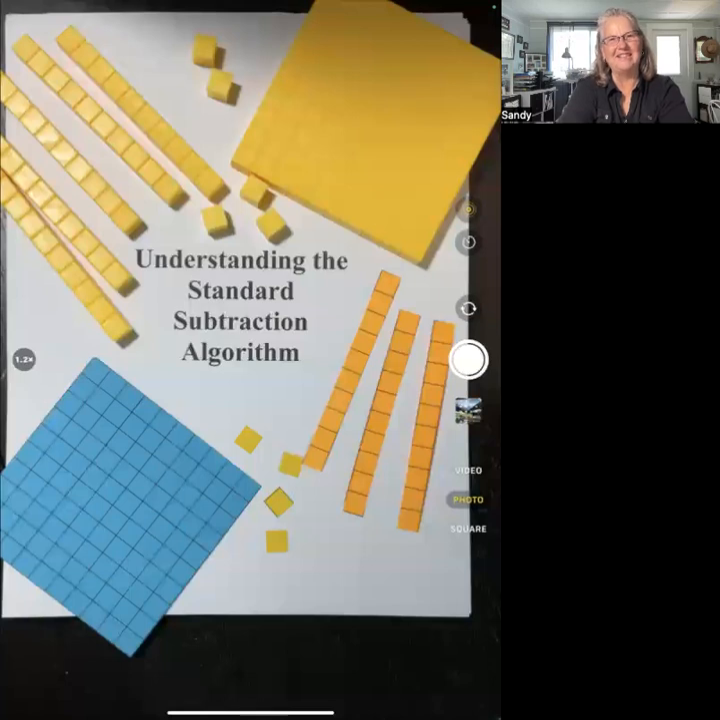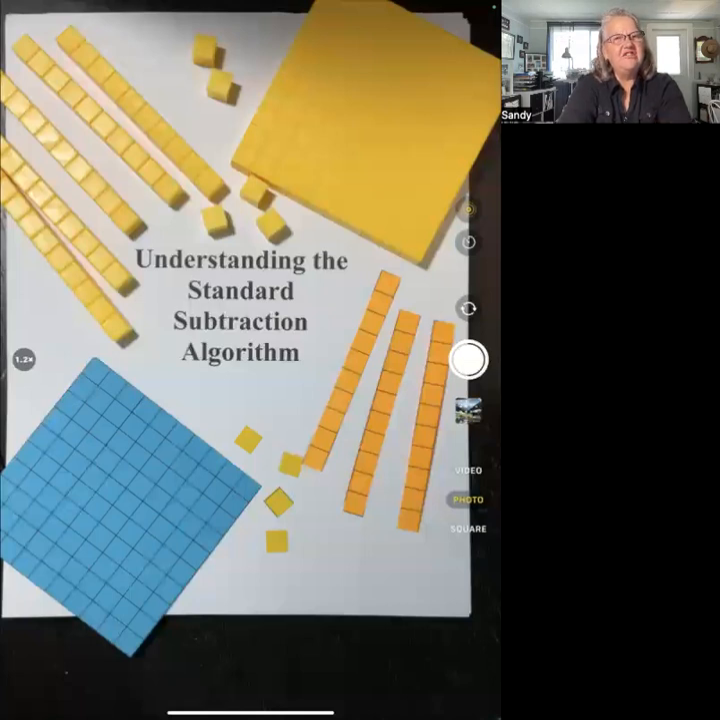I'm Dr. Sandy Atkins, Sandy, and in this video, we're going to take a look at the standard subtraction algorithm used here in the US. Now, if you notice, the first word is understanding, and I hope you'll stay with me throughout the video because I will share with you some ways that we build the understanding piece of the standard algorithm.